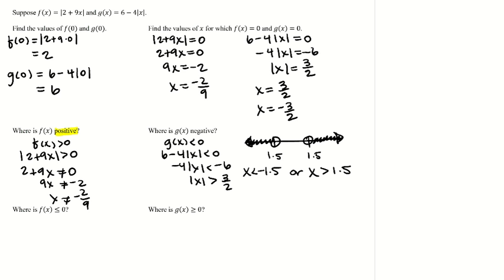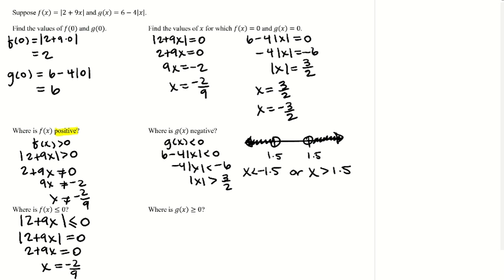F of x is less than or equal to 0. Okay, well, the absolute value of a thing is less than or equal to 0. Well, it's never less than 0, so we're only talking about equals 0. So this is going to just be where 2 plus 9x equals 0. And we already did this up there, so I'm just going to jump straight to the answer. We already did the work once, no sense in doing it twice. X equals negative 2/9.